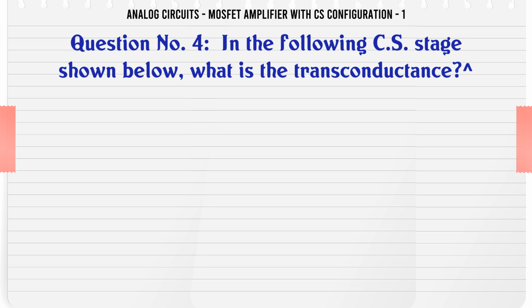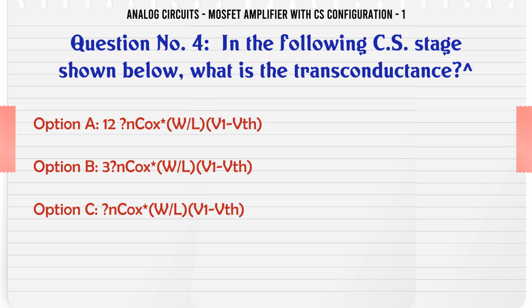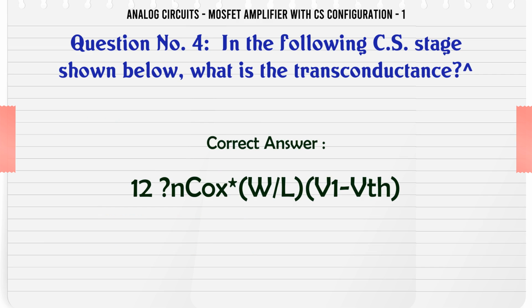In the following CS stage shown below, what is the transconductance? A 1/2 μnCox W/L (V1 - VTH), B 3 μnCox W/L (V1 - VTH), C μnCox W/L (V1 - VTH), D 2 μnCox W/L (V1 - VTH). The correct answer is 1/2 μnCox W/L (V1 - VTH).